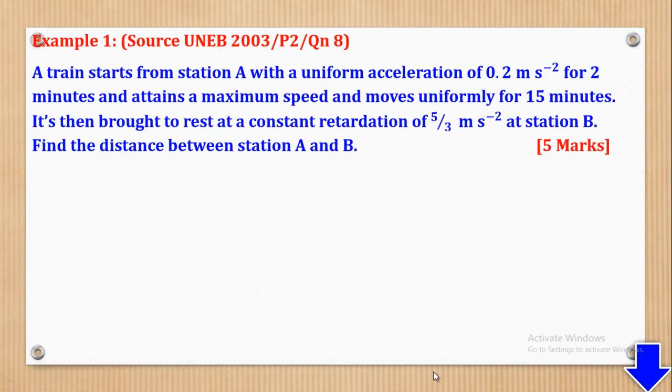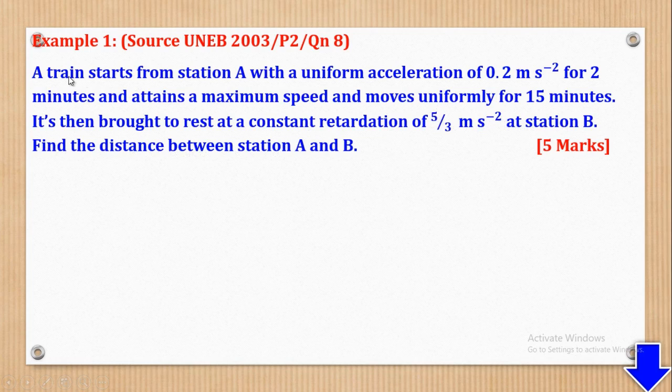Okay, so now that we have got that brief introduction, we shall go through the solution to this problem. Example 1 was got from UNEB 2003, paper 2, question 8, and it says a train starts from station A with a uniform acceleration of 0.2 meters per second squared for 2 minutes and attains a maximum speed and moves uniformly for 15 minutes. It's then brought to rest at a constant retardation of 5/3 meters per second squared at station B. Find the distance between A and B.